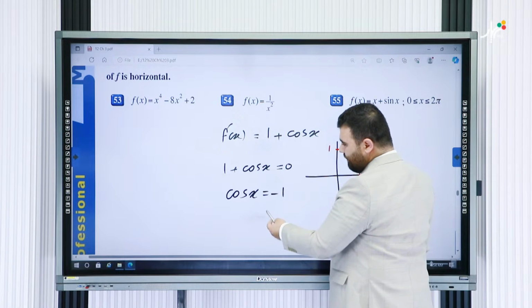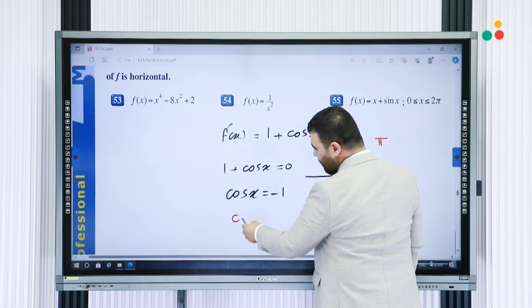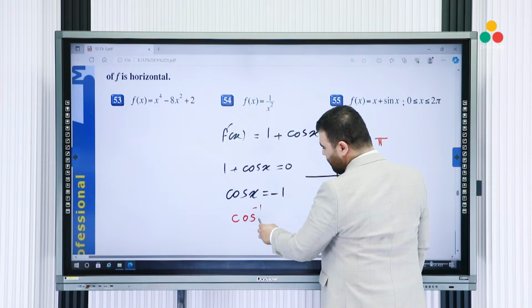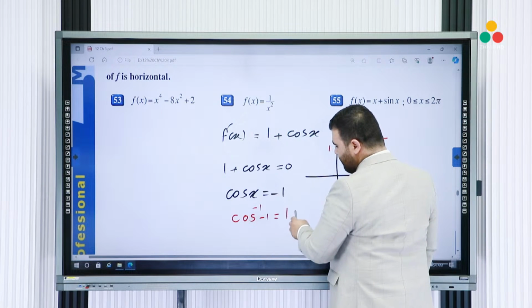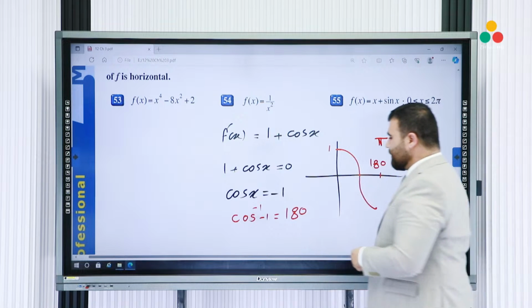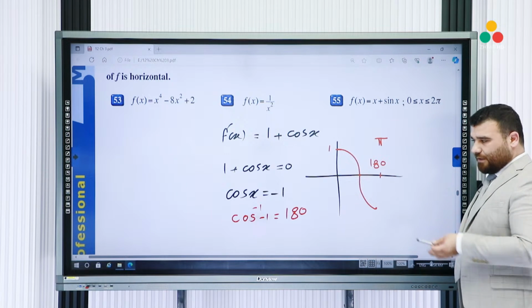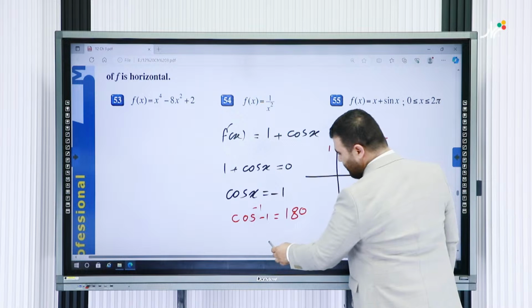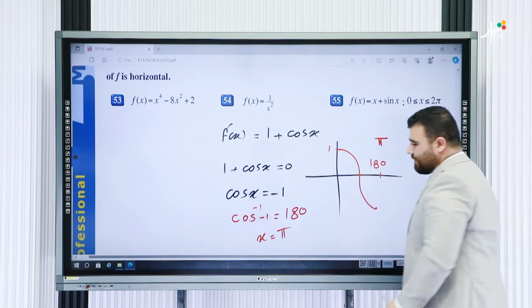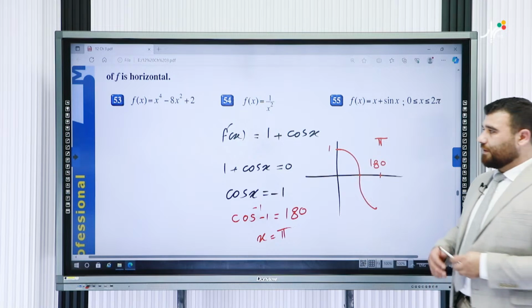Cosine of x is equal to negative 1. In calculator, you can write cosine inverse of negative 1. The result is 180. This question is given in terms of pi, then we answer in terms of pi. 180 is just pi. So x equal to pi. In terms of sine and cosine, pi is 180 degrees.